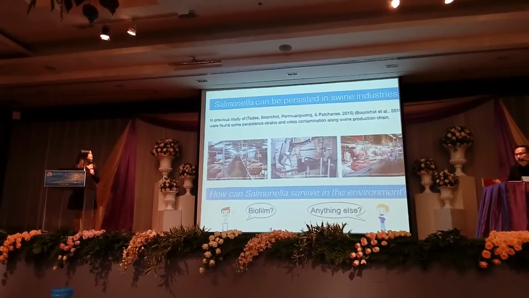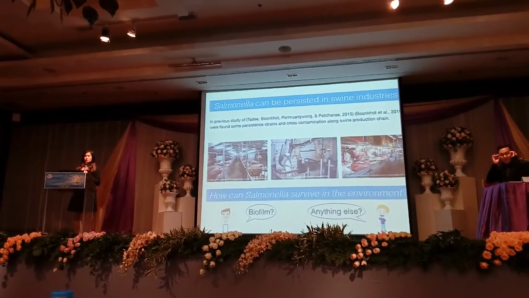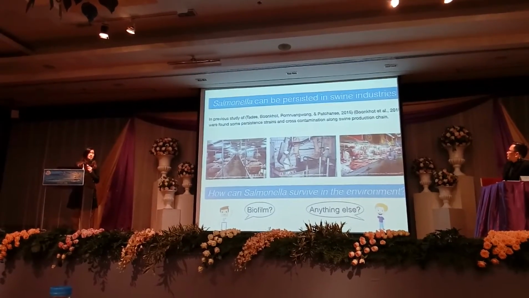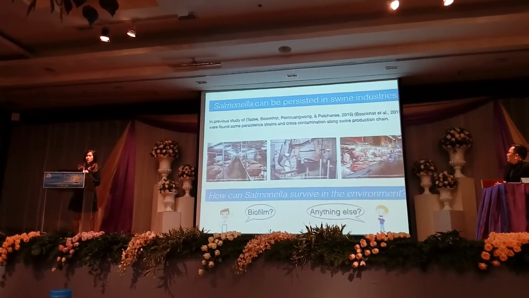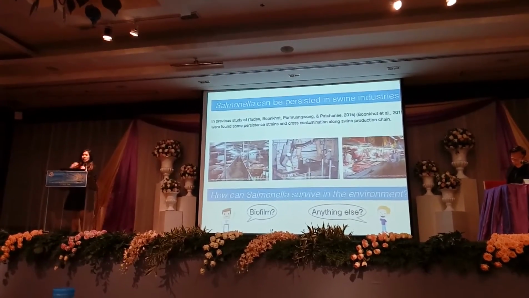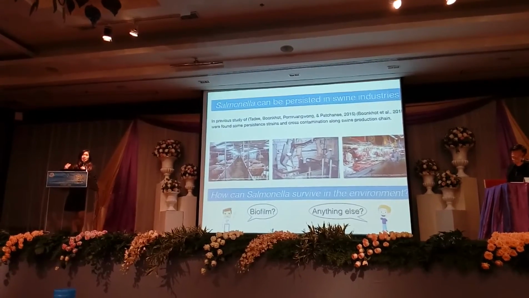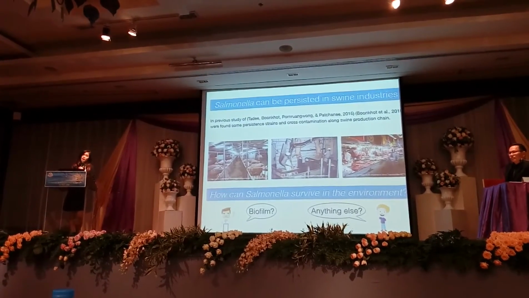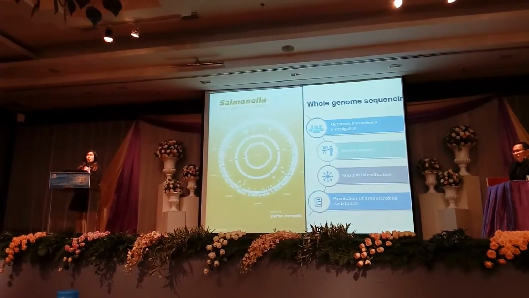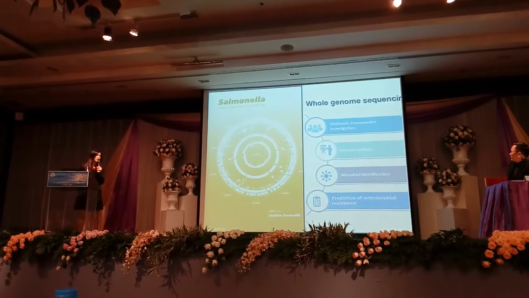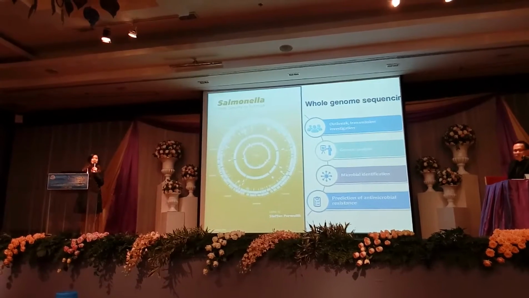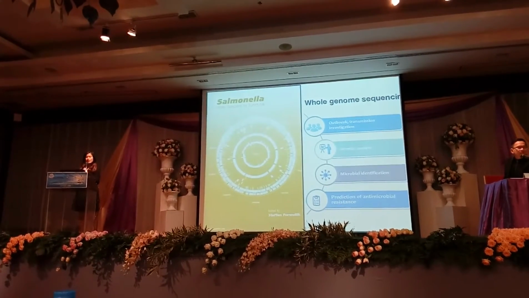Moreover, Salmonella can persist in the swine industry. In my previous study, we found some persistent strains and cross-contamination along the swine production chain. So I got the question: how can Salmonella survive in the environment? It might be biofilm formation or something else we don't know yet. All these problems we can figure out by using whole genome sequencing and bacterial genome-wide association study, or GWAS.